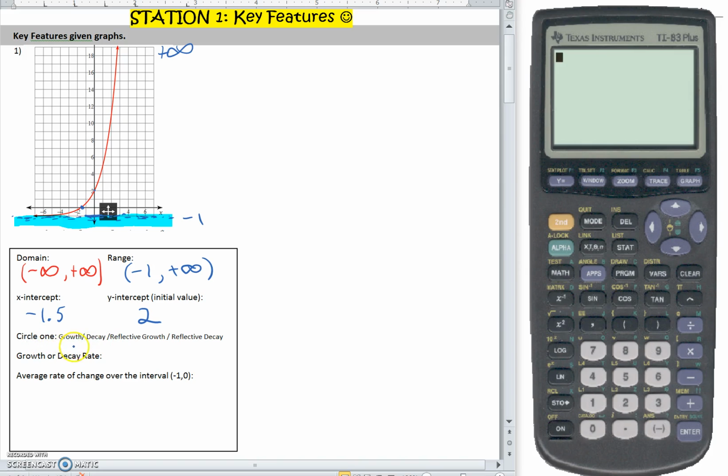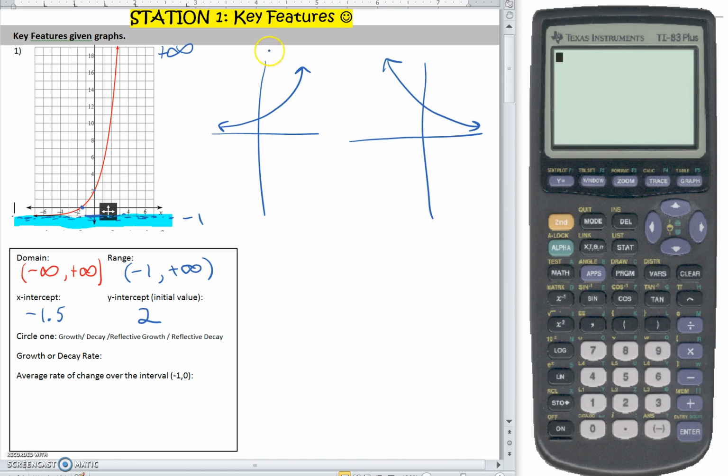Now for the next portion, growth, decay, reflective growth, or reflective decay. We need to know what those look like. In general, we have growth, and then we have decay. So growth, decay. Reflective growth is just that. It's the reflection over the x-axis of those functions. That's caused by multiplying the output values by a negative number.